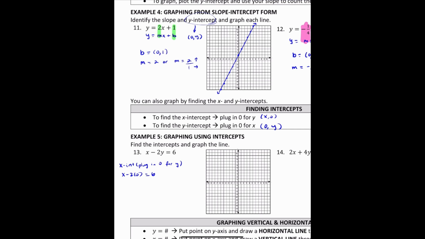So now I can go ahead and simplify this. x minus 2 times 0 equals 6. So negative 2 times 0, that's 0. So this will go away, and you're left with x equals 6. So that is in the form 6 comma 0.